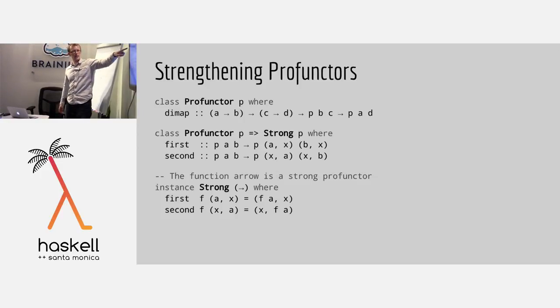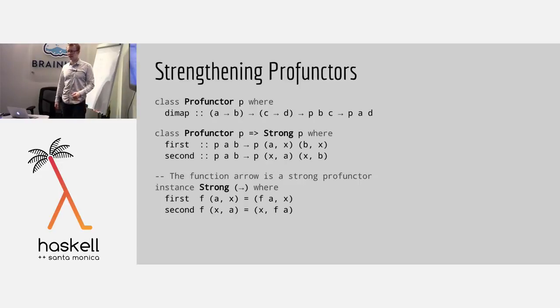We can make this subclass called strong, this class of strong profunctors. It has these two lifting operations. So you can take this profunctor from A to B. Think about this as like a generalized arrow in a sense, because functions are a profunctor. The function arrow forms a profunctor, so we're going to use that as our base intuition for these things. So we have a profunctor from A to B, and I'm going to give you back a profunctor from tuples of A's and X's to tuples of B's and X's.